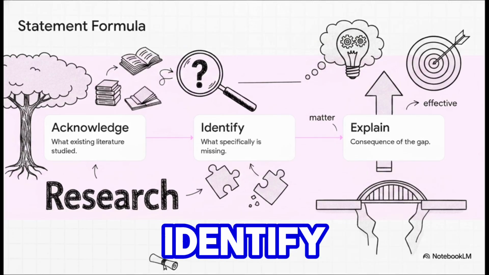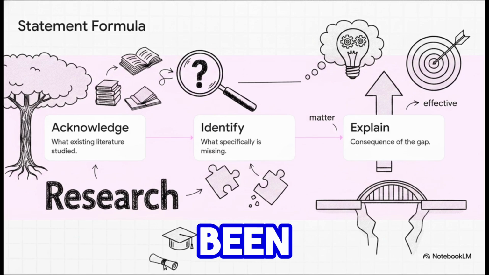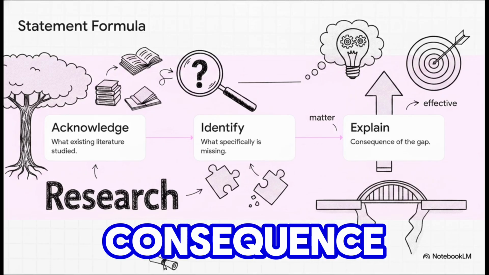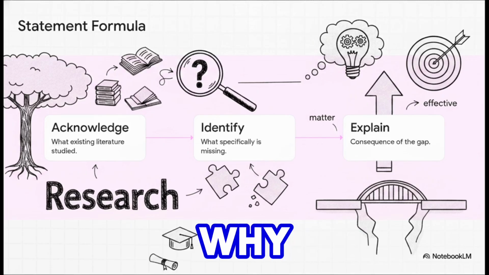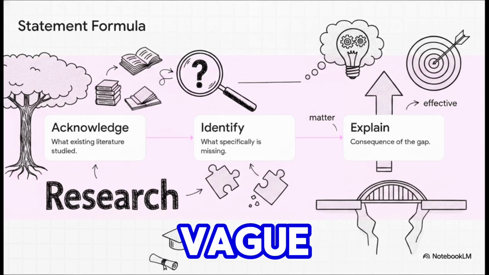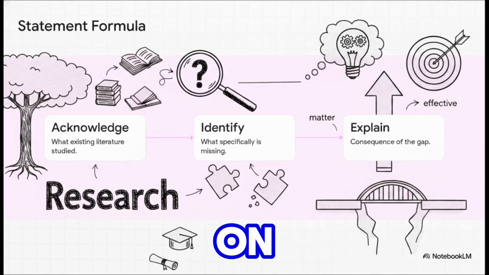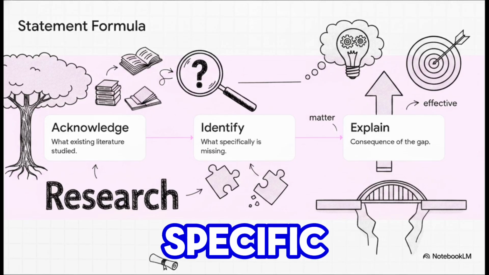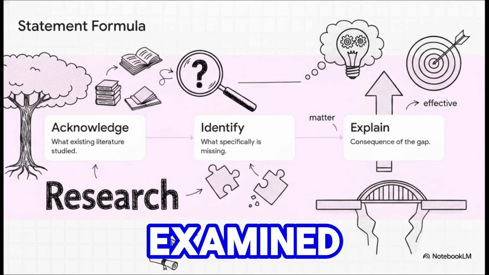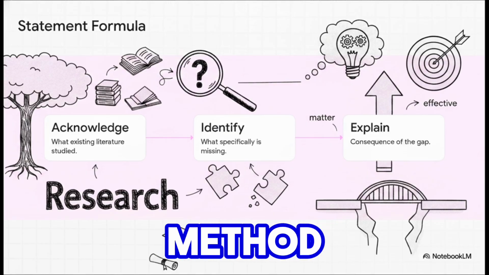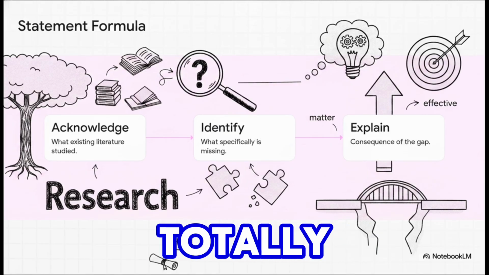Step 2. Identify specifically what has not been studied. This is your gap. Step 3. And pay attention, because this is how you win your committee over. Explain the consequence of this gap remaining unfilled. Why does this actually matter? Vague gaps, like "there is limited research on X," are incredibly weak. Specific gaps, like "no study has examined Y in context Z using method W," are exceptionally strong and totally convincing.